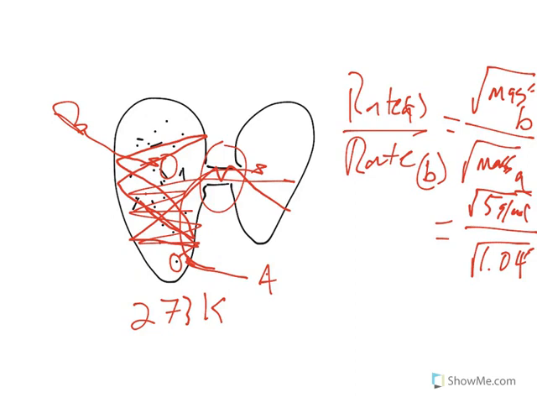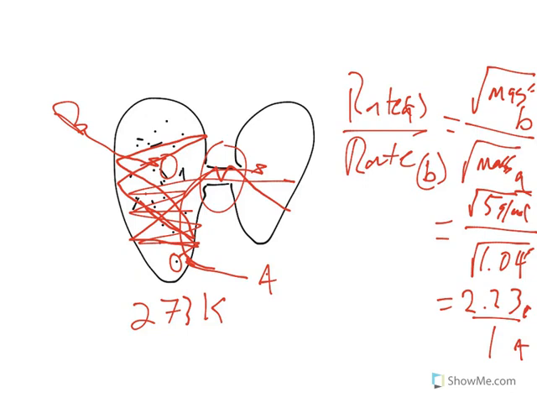So what I'll do is I'll take the square root of 5 divided by the square root of 1, which I'm doing right now, and that gives me a 2.23. You know, what is that 2.23? Well, it's 2.23 over 1. So this is B, and this is A.